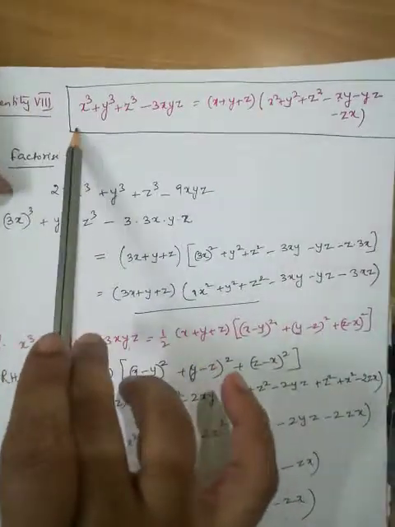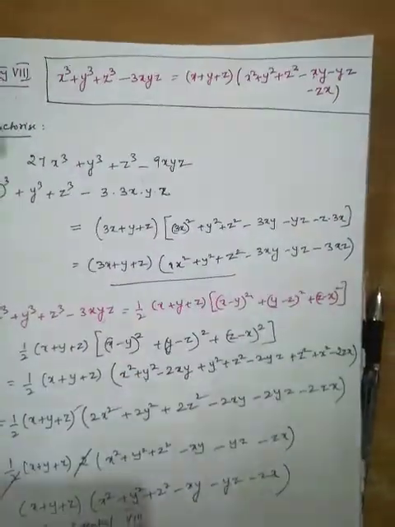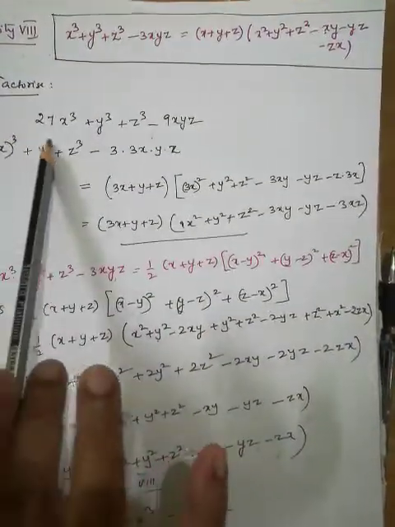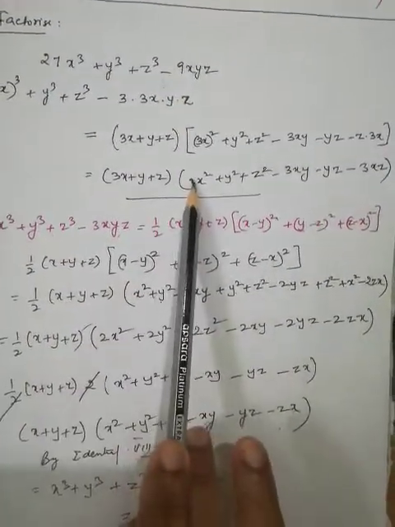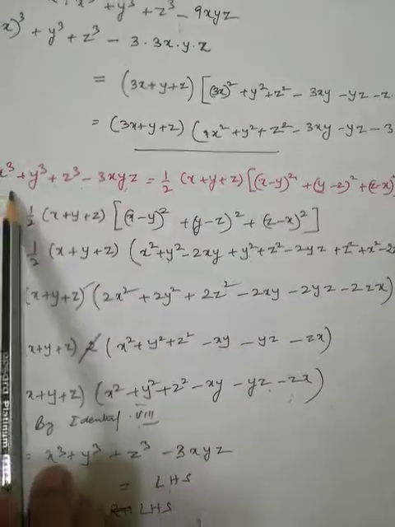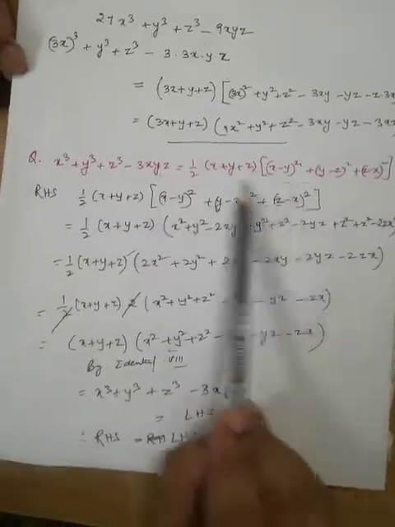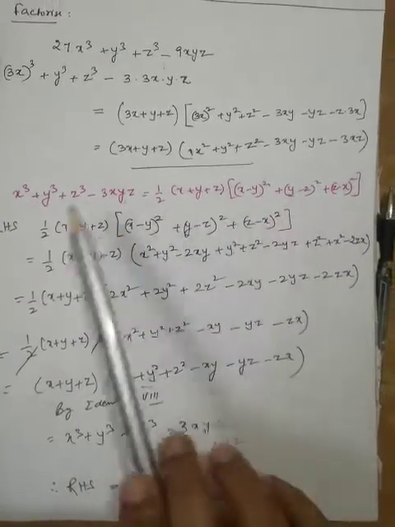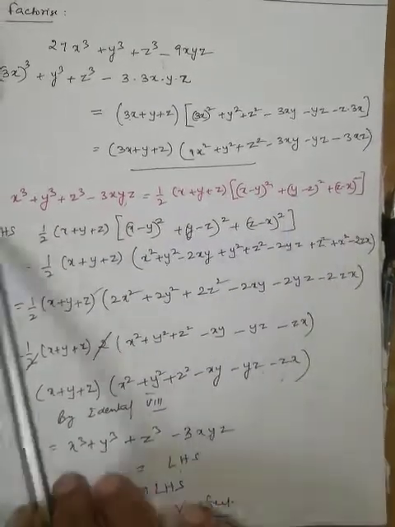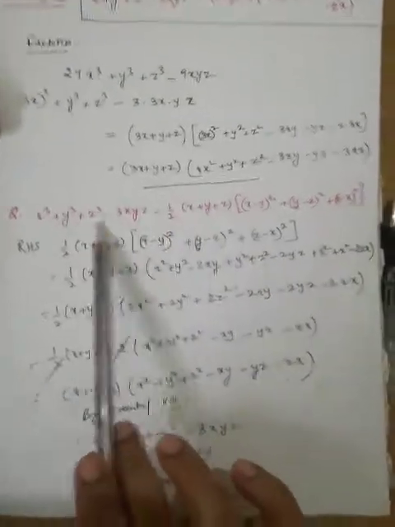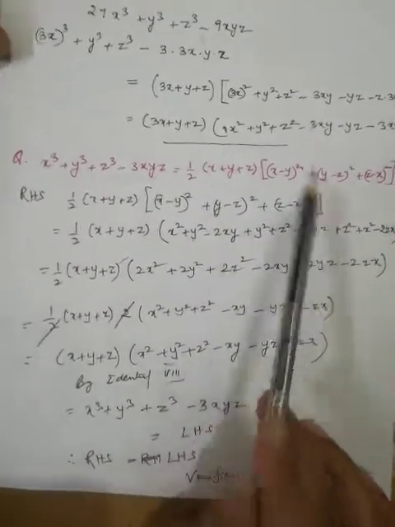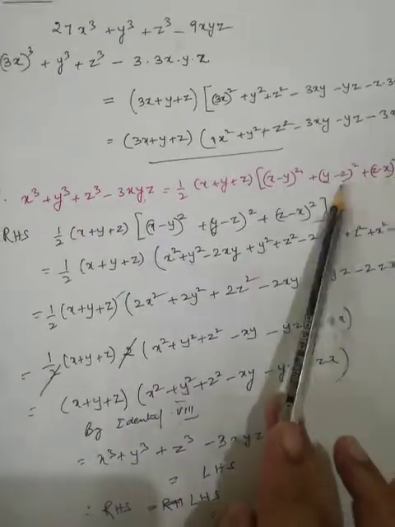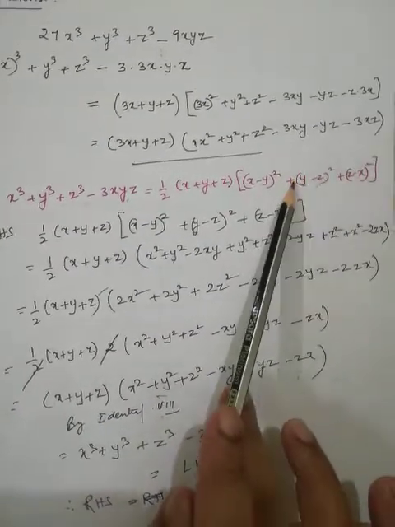And identity number 8 is such a long one which you are going to learn by heart. Using this identity, we can factorize the polynomial. Using this identity, we can verify this expression. We can verify this equation. So we have done this, and this also you should remember. It will be useful for some competitive exams in mathematics Olympiad and all. This formula is very important. You can use it, it will be useful.